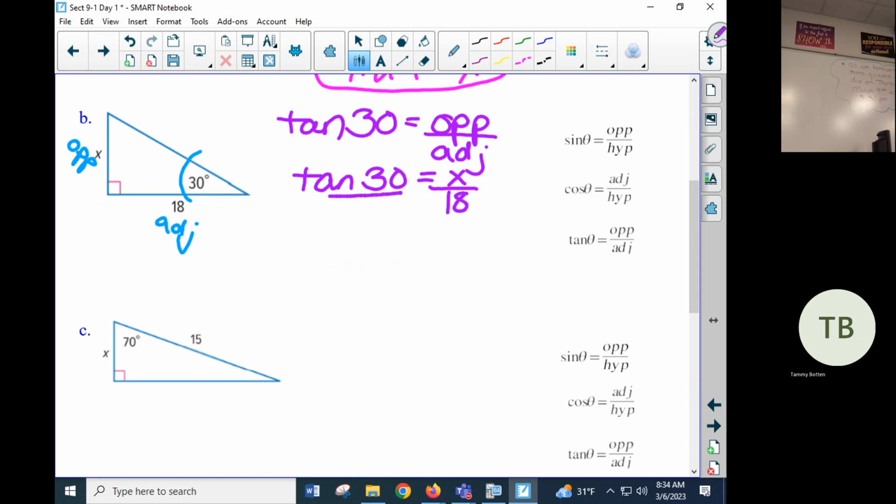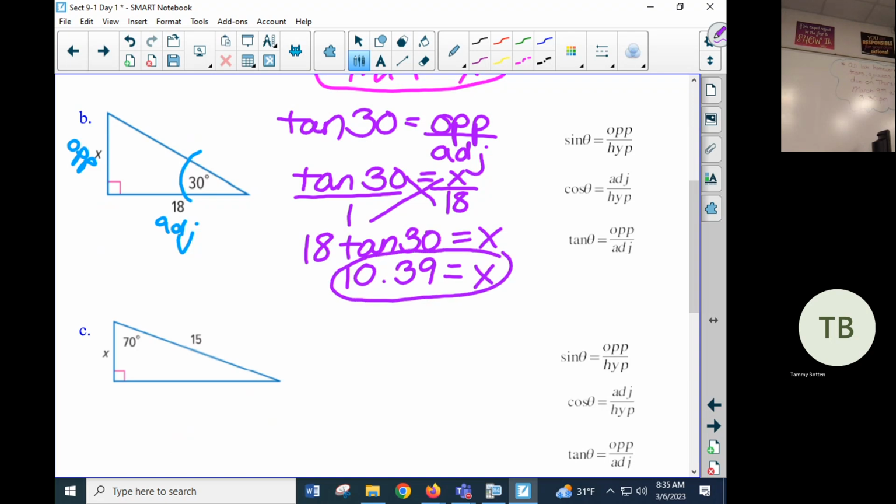Okay. Then I'm gonna put this over 1. We're gonna do cross products. I have a trig function times a whole number. So I put my whole number in front of my trig function. And that's gonna equal 1 times X, which is X. And if you do 18 tangent 30 or 18 times tangent 30, did you get 10.39? Again, use your common sense. If this side is 18, you just wouldn't want this side to be like 500. Probably not gonna be something, or you wouldn't want it to be like 0.01.